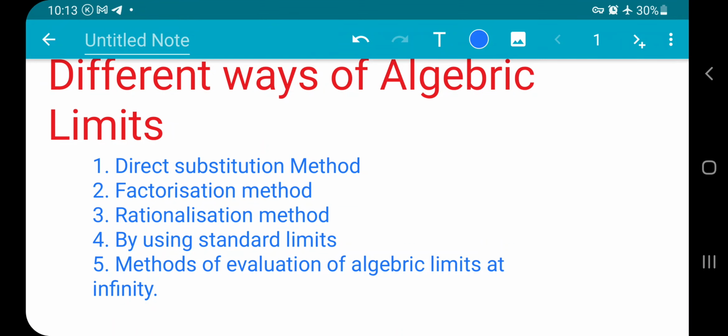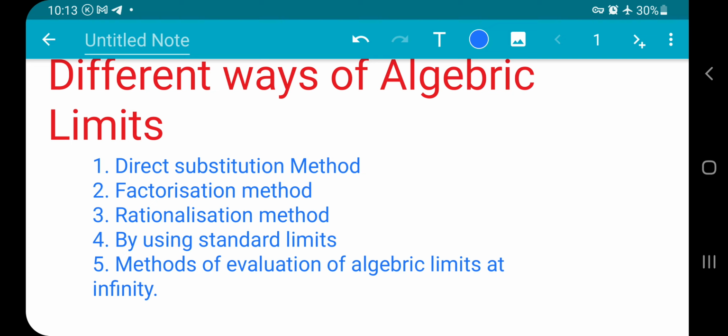So we are going to talk about the different ways of solving algebraic limits. Number one method is direct substitution method. Number two is factorization method. Number three we'll see rationalization method. Number four we'll use some standard limits formulas to solve. And number five will be the method of evaluation of algebraic limit at infinity.